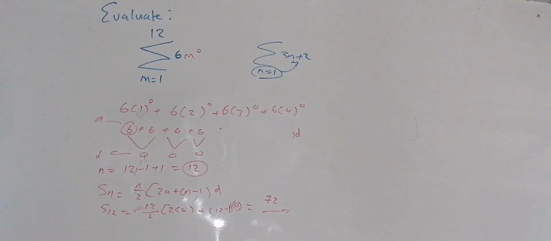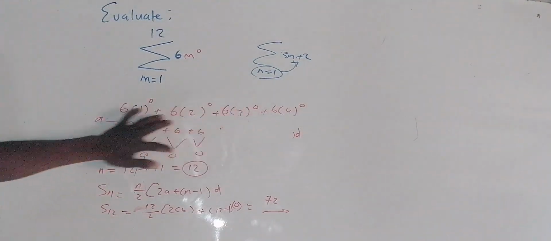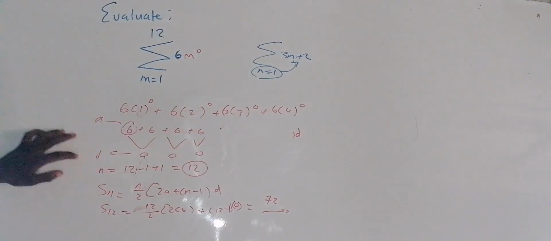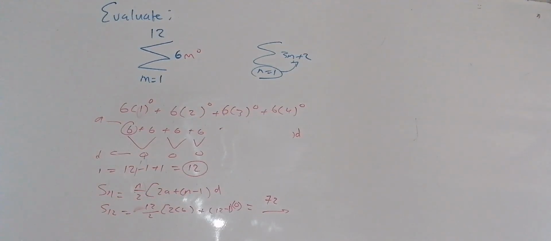So even if it's geometric, guys, same thing applies. You generate the terms of the series, then you check, since we got D, if it's geometric, we're going to get R, then you use that other formula, not this one. So this is the last part of our lesson.